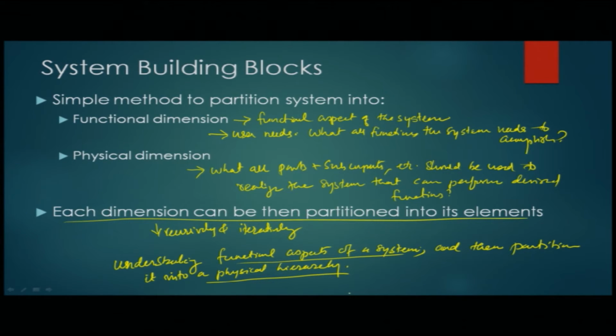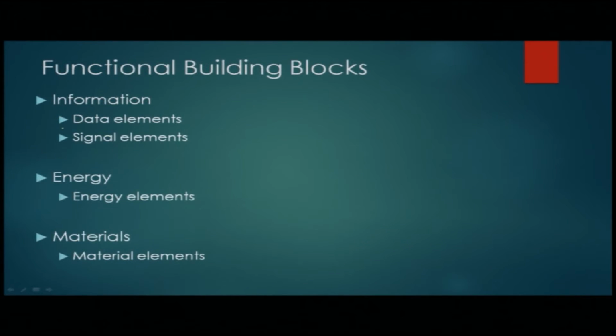So, let us first talk about the functional building blocks of the system and then we will talk about the physical dimensions. The functional building blocks of the system can basically be classified into three major classifications. What are those three major classifications? That is information, energy and materials. Almost everything that you want to do with any system can be classified into this.